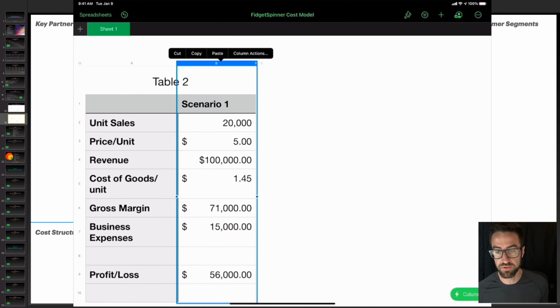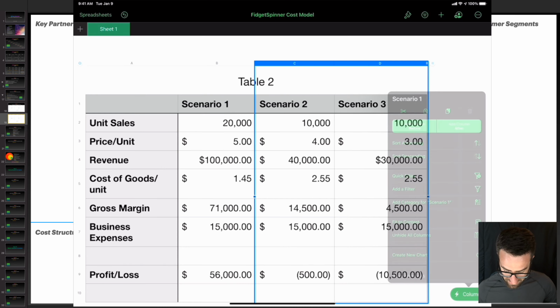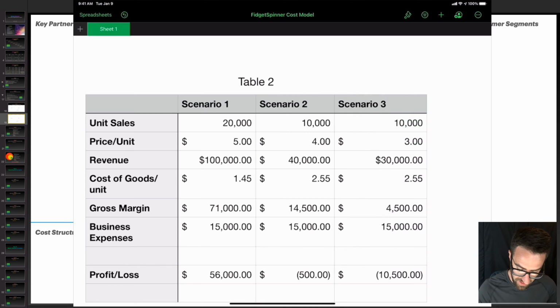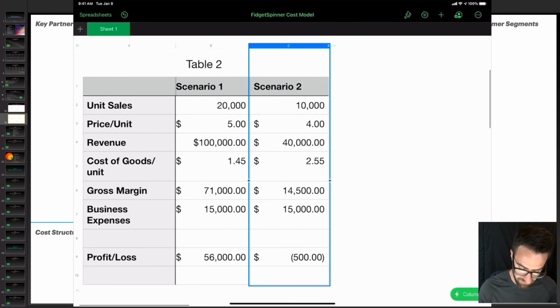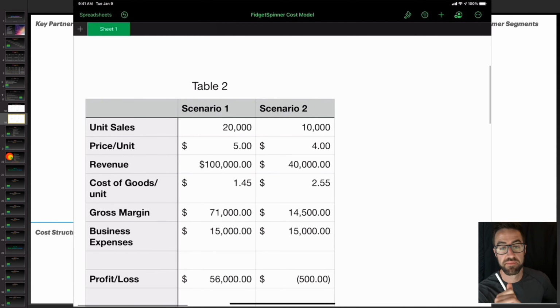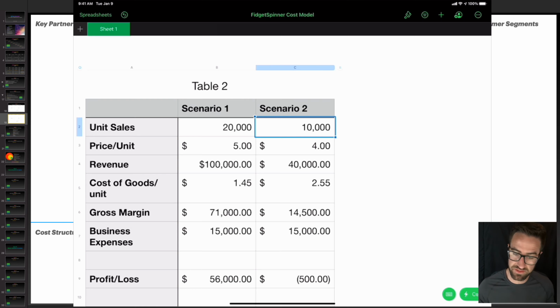scenario number 2, somebody finds out you're making a killing in the market and they think they can also participate. And so they come in and they join in and they start selling fidget spinners too. And as a result, what they did was they came in at $4 because they wanted to take some of your sales. And that meant that you were selling half as many now. Okay, you're selling 10,000 instead of 20,000.